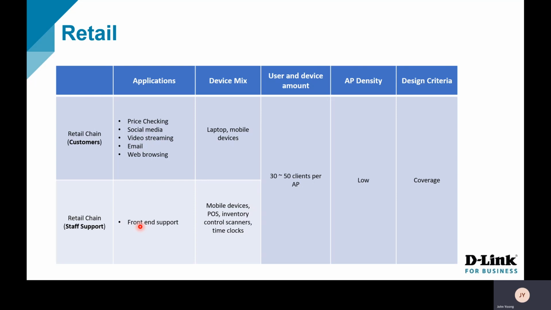For the application, same thing, the Wi-Fi inside the retail chain store is for the customer, the guest, to check the price, do social media, and video streaming. Mostly mobile devices, sometimes laptops. For the retail, same thing, 30 to 50 clients per AP. But the AP density will not be so high because a retail store is an open space. Just make sure the APs are able to cover the area.